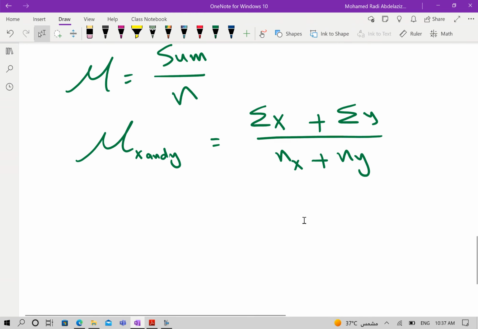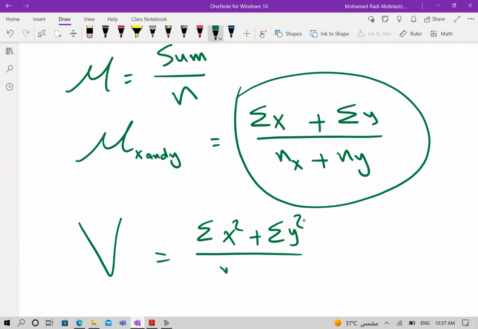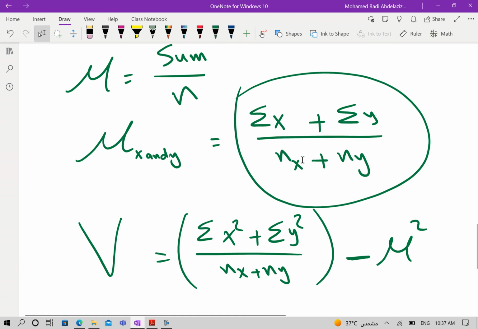In the same way, for the variance, after calculating mu for all together, you can find the variance. It's the sum of x squared, but in this case we have sum of x squared and sum of y squared. So sum of x squared plus sum of y squared divided by their number in x and in y. This part minus mu squared. So if we have two groups combined, you can use the same formula.